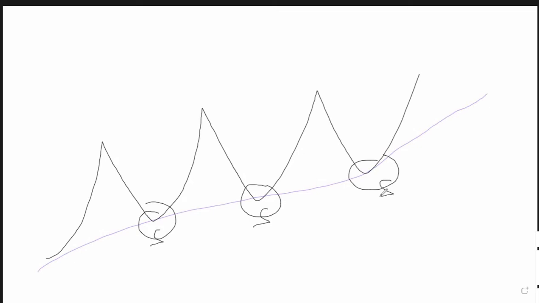So take the EMA 50 or EMA 200 as your support or resistance. Take note of that. It's very important. These two lines are very, very important: the purple line and the blue line.